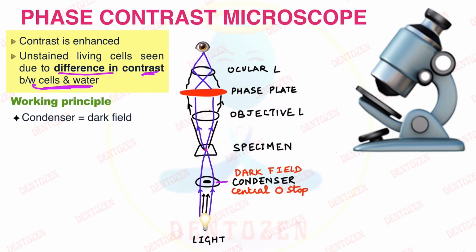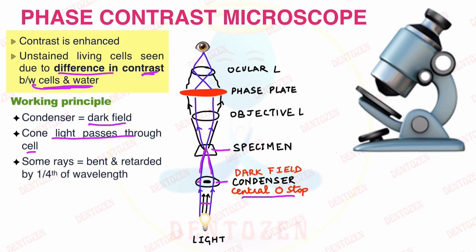That is, there is a central stop, a central opaque circular area, which does not allow the light to pass through, whereas from the peripheral ring area, the cone of light passes through the cell in the specimen, and from here some rays are bent and retarded by 1/4 of a wavelength. So some rays are reflected rays, and some rays are unreflected rays. So two different types of rays are passing through the objective.